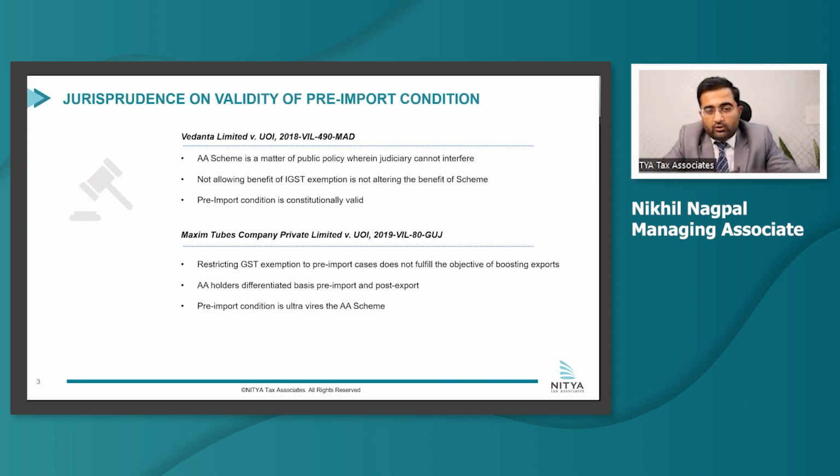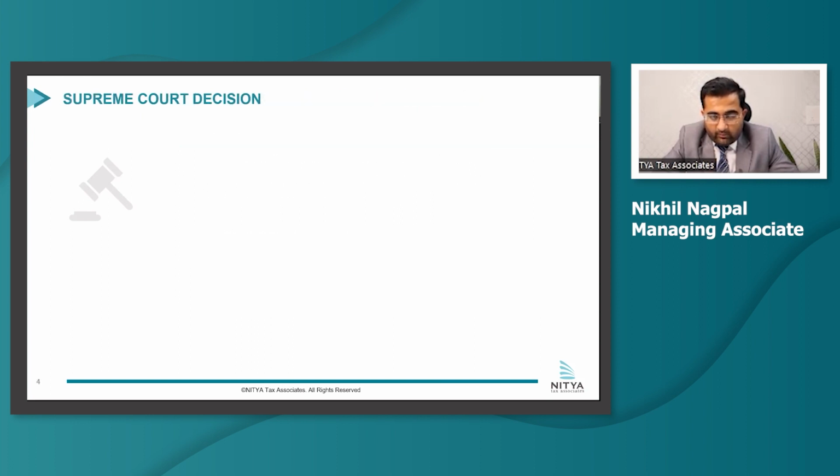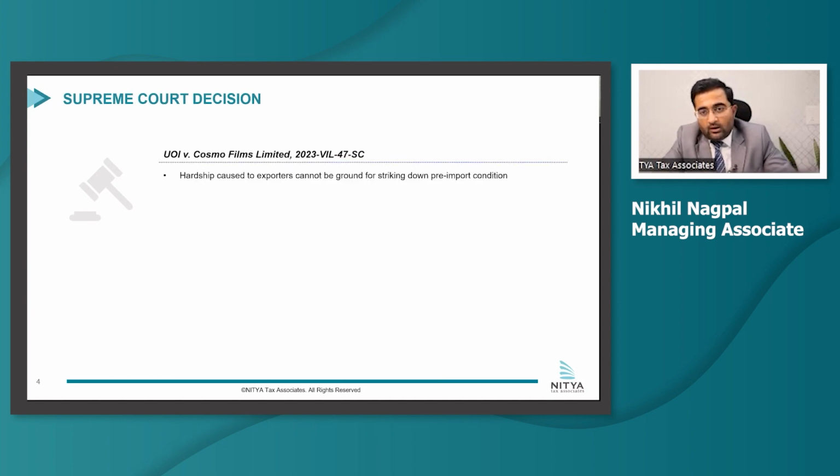So due to this multiple jurisprudence on the issue, the matter ultimately went to the Supreme Court, wherein the Supreme Court heard the case at length and ultimately delivered its judgment in Cosmo Films. Now I would like to deliberate upon that Supreme Court judgment, wherein the Supreme Court has upheld the constitutional validity of this pre-import condition. The Supreme Court has based its decision primarily on the ground that the hardship to the exporter cannot be a ground for striking down the pre-import condition.